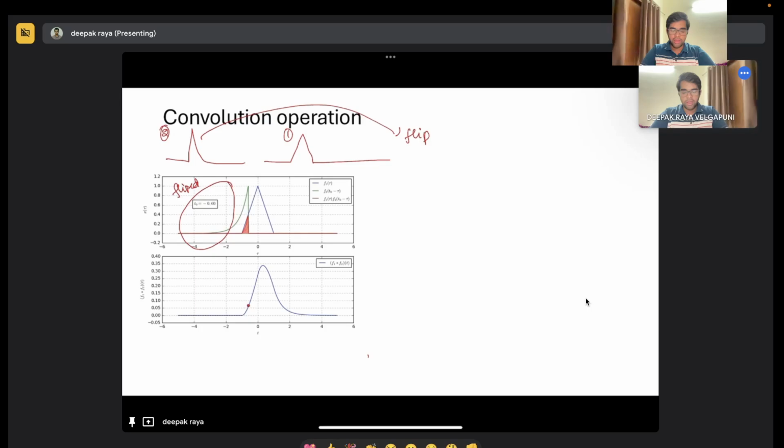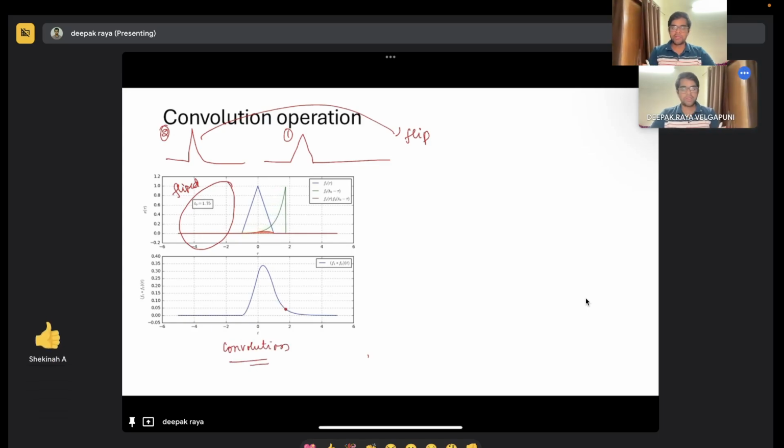So basically the red dot is moving, right? The red dot shows the area value under this overlap when you flip and start moving the signal, and as it moves you plot the area value. So this is the convolution operation. Could you repeat once more, please?